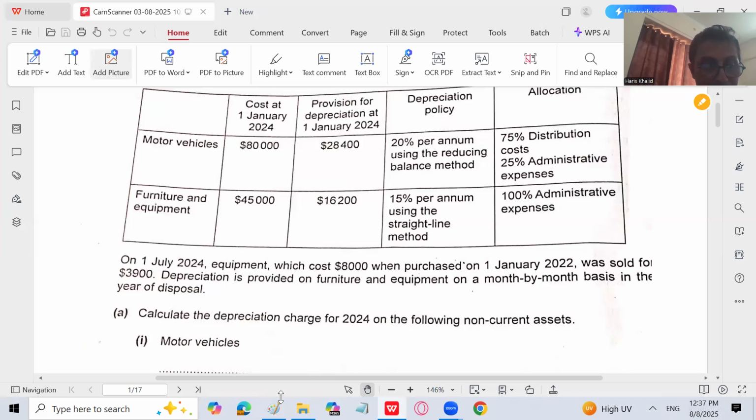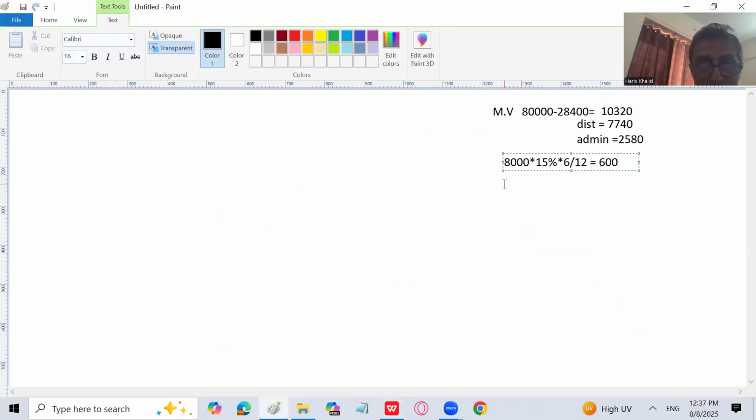That is 45,000. So in 45,000, the cost of 8,000 is already added. So I will subtract 8,000, because we have charged depreciation on this particular asset of 8,000, which is a part of 45,000. And now I will calculate depreciation at the rate of 15% under straight line method, which has to be calculated on cost, which is 5550. So we are done with that, and this depreciation is going to be recorded.